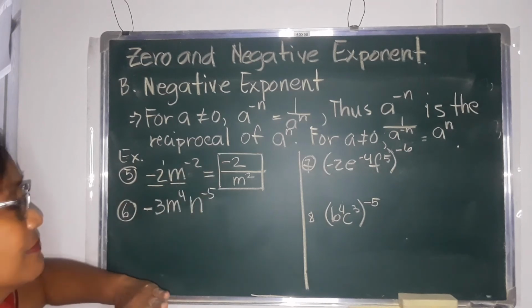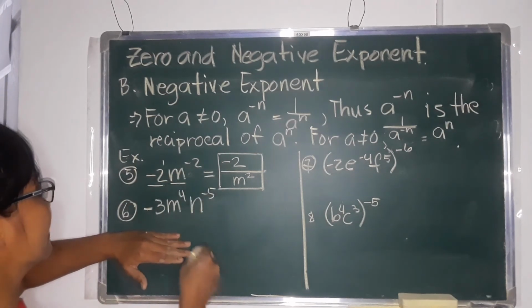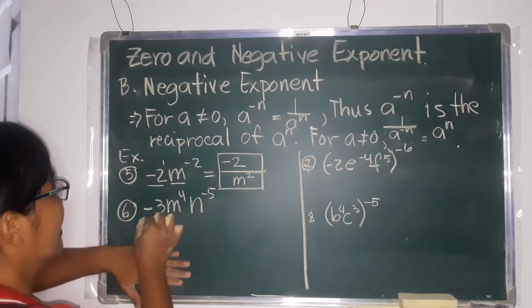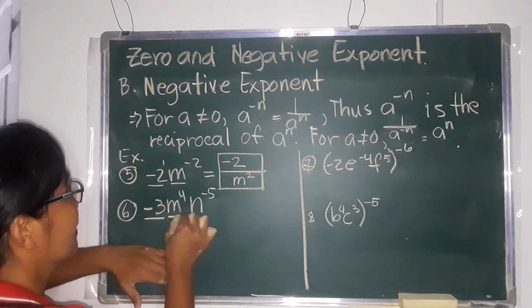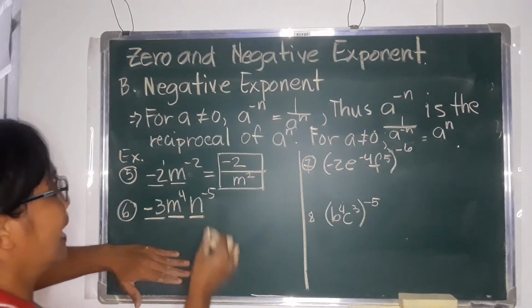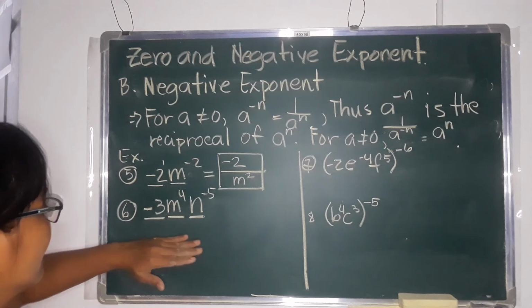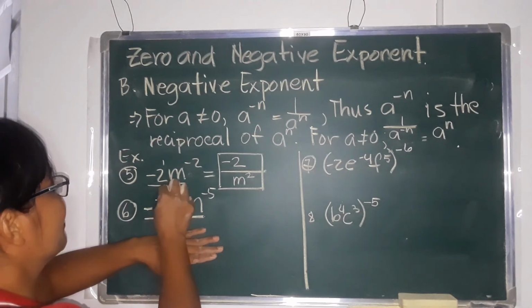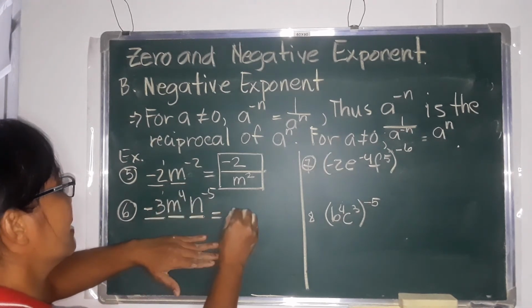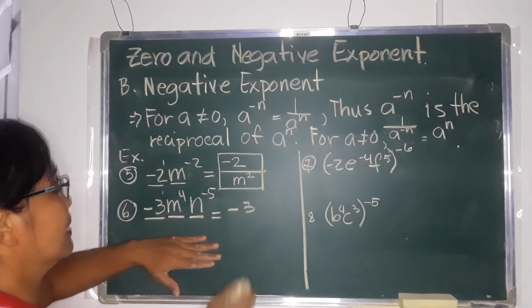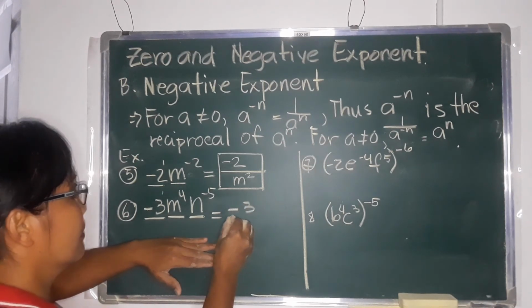So that's it. Next, example number 6. So we have here negative 3. We have m and n as bases. Since negative 3 has an exponent of 1, simply copy negative 3 on the top. That is the numerator. Put a line.